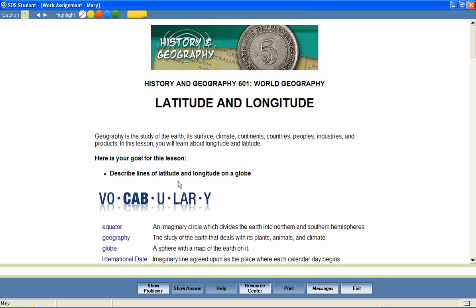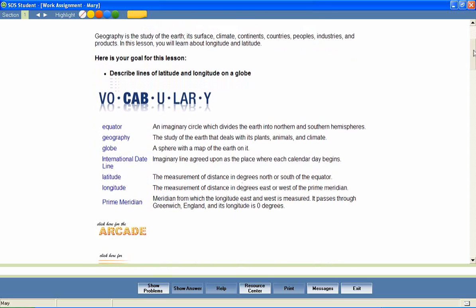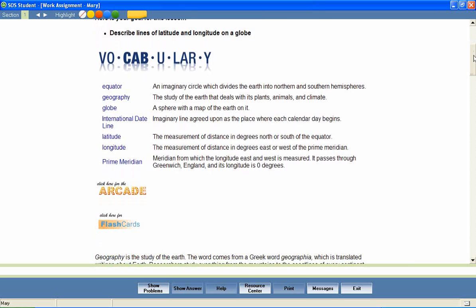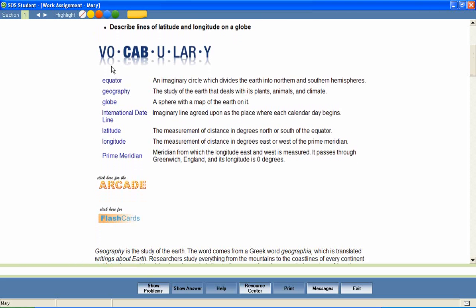These objectives help students stay focused on important lesson content and provide parents with an effective way to measure mastery of lesson content. At the beginning of most lessons, your students will also encounter a list of vocabulary words that will be used throughout the lesson. We've included several activities to encourage mastery of these important words. For example, students can hear the correct pronunciation of each word.